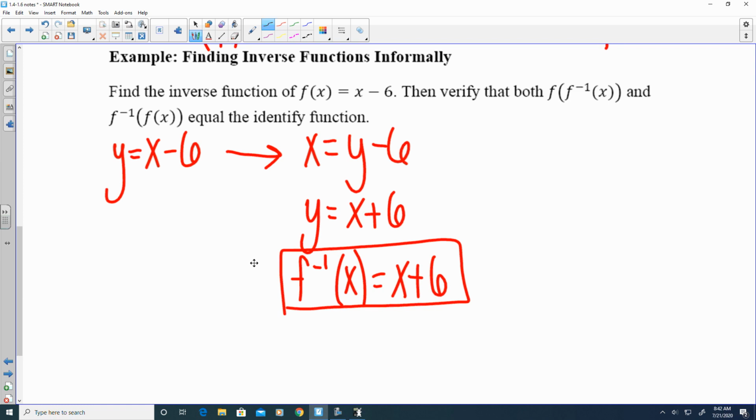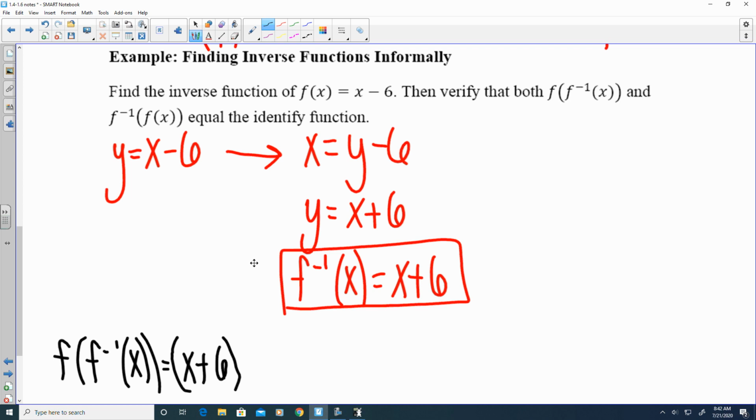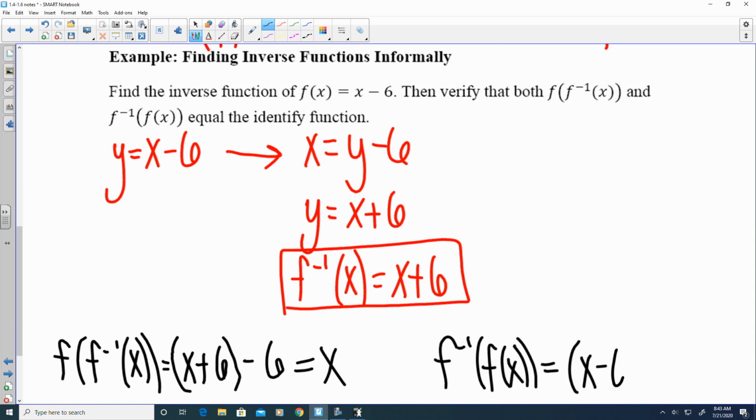Then we do the composition to verify that we did it correctly, starting with f of f inverse. So we have the x plus 6, plugging in the x spot in the original. I put that in parentheses so you could see what I was doing. These 6's cancel and we get down to x, and then the other direction, oops, f inverse of f. So I'm taking the original, x minus 6, and plugging it in for the x in the inverse. And again, the 6's cancel down to x.